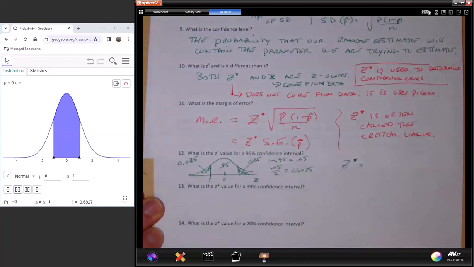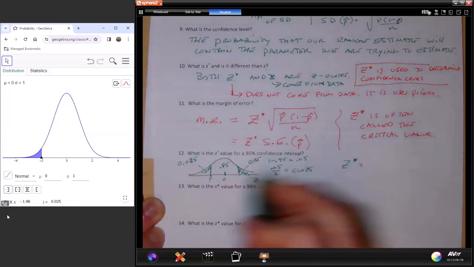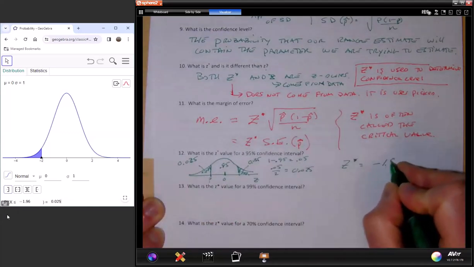So in that case, I'm going to go here to GeoGebra. I don't care which side I use. I can use the left or the right. I'm going to choose the left. And then I'm going to type in the area that I want. The area that I want is 0.025. And now I get to see the Z-score, 1.96. So really, on this left side, it's going to be negative 1.96.